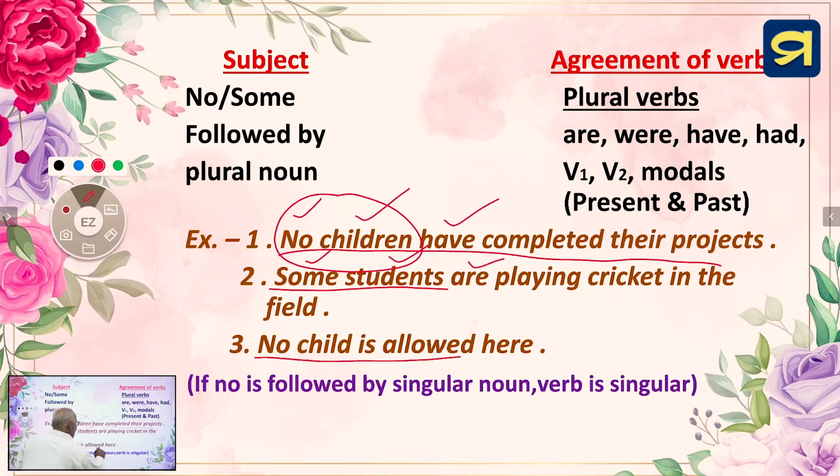No child is allowed here. Here, no child is the subject phrase, begins with no, but it is followed by a singular noun like child, and it takes the singular verb is.